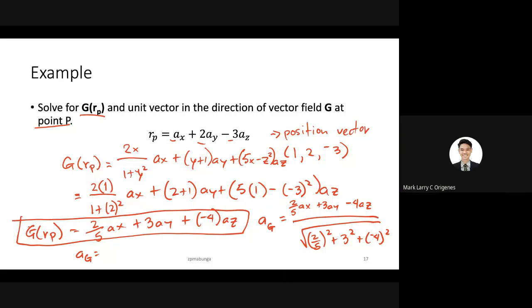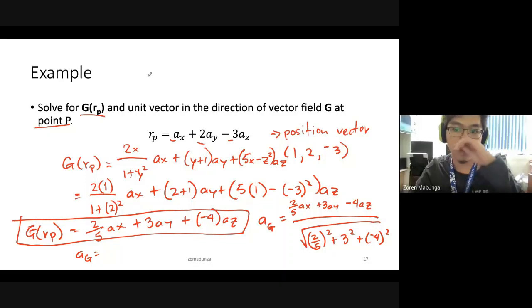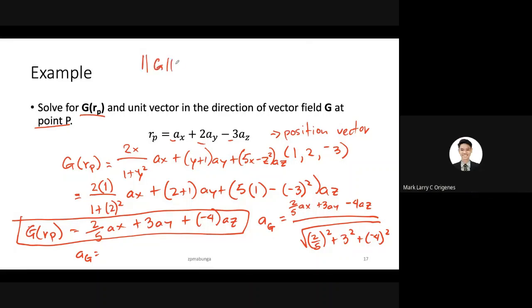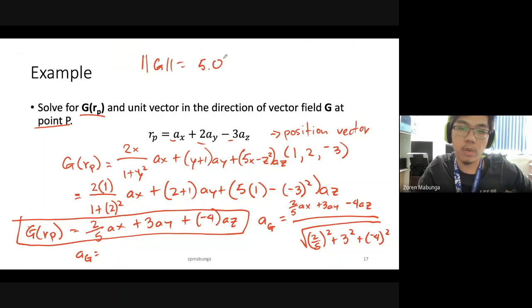Yung baba lang po ba, sir? Or yung buo na? Sige, ano muna yung nakuha magnitude? Magnitude muna ni G. So, magnitude ni G, 5.016. Okay, so yung 5.016, divide natin yung 2 over 5. So, anong sagot? Sa AX.